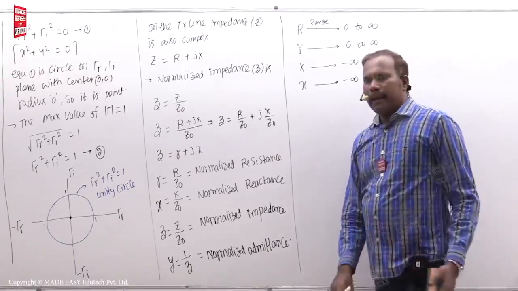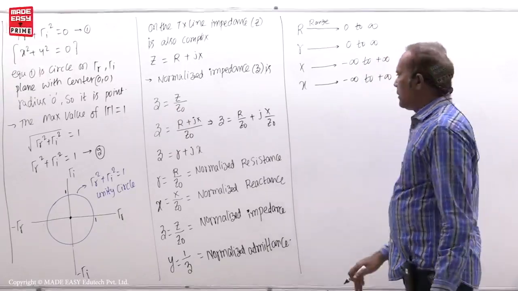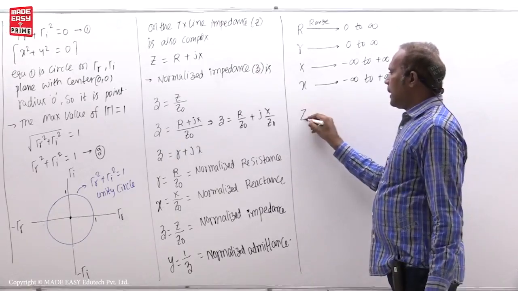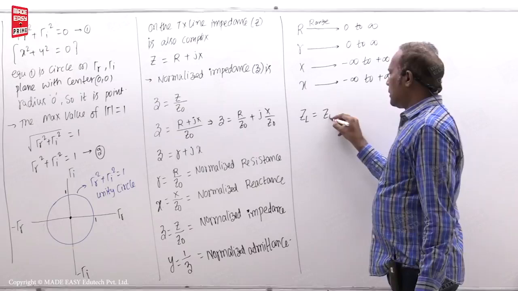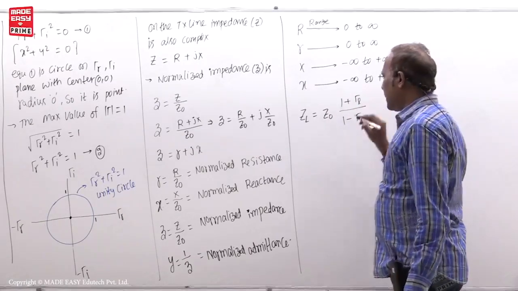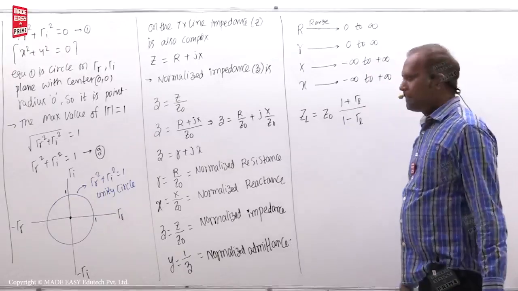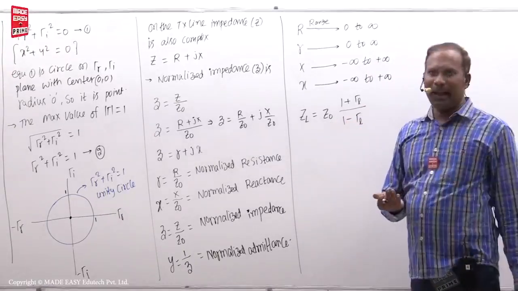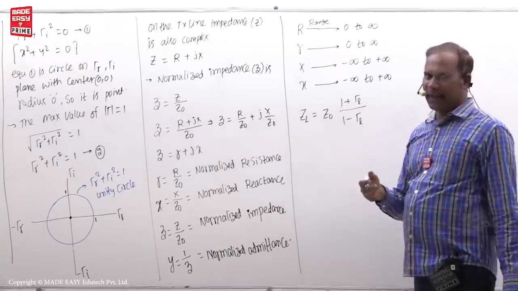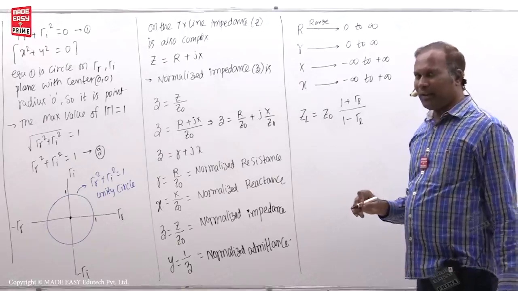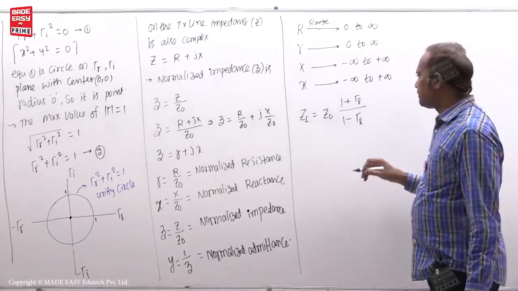Now, in the beginning classes, I have done this derivation: ZL is equal to Z naught into (1 plus gamma L) by (1 minus gamma L). I have derived, students, that gamma L is equal to (ZL minus Z naught) by (ZL plus Z naught). I have derived this formula. Now I am telling one important point, keep observing carefully.